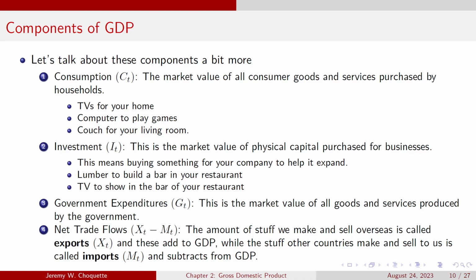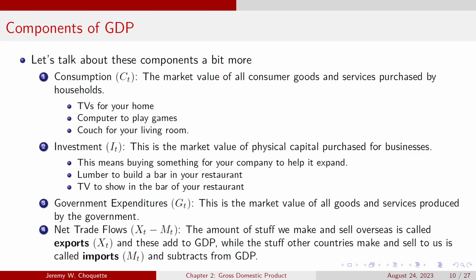Let's go on to investment now. Investment. This is the market value of physical capital purchased for businesses. So this means buying something for your company to help it expand, right? Lumber to build a bar in your restaurant, a TV to show in the bar of your restaurant, right? If you own a trucking company and you want to buy trucks, right? That would be an investment.